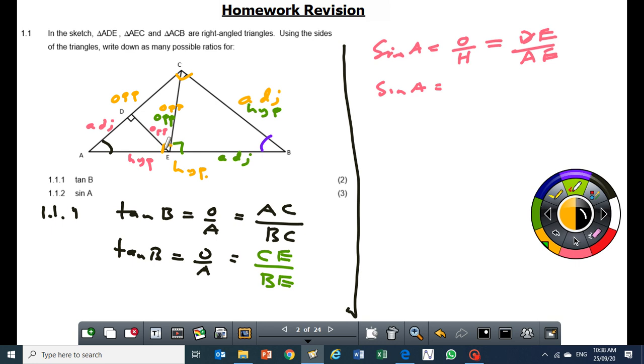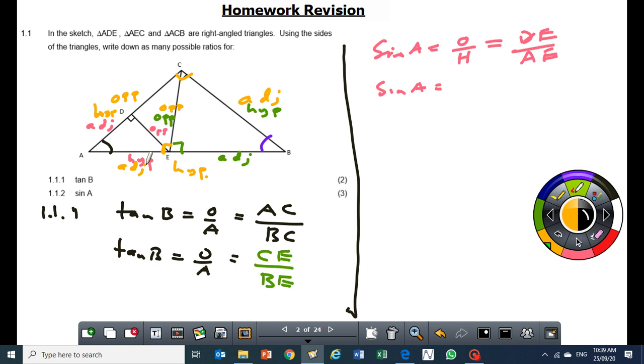Because of this 90-degree angle, this side here, CE, becomes the opposite side. And this one here becomes the adjacent side. And then, sorry, this becomes the hypotenuse rather. Let me change that. So this becomes the hypotenuse, because this is the opposite side, that's the 90-degree angle, and this side becomes the adjacent side. Now, if you're writing a test, if you have colors, you might want to use different colors.